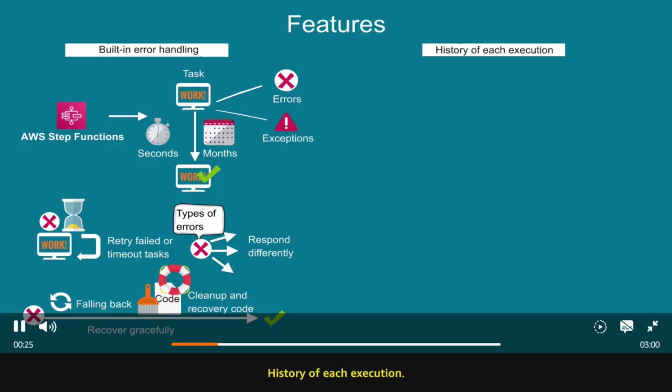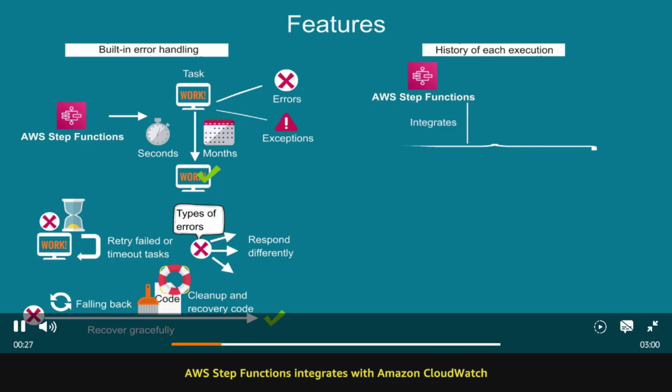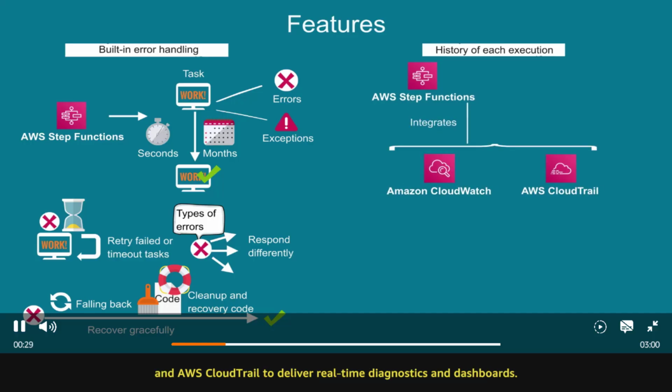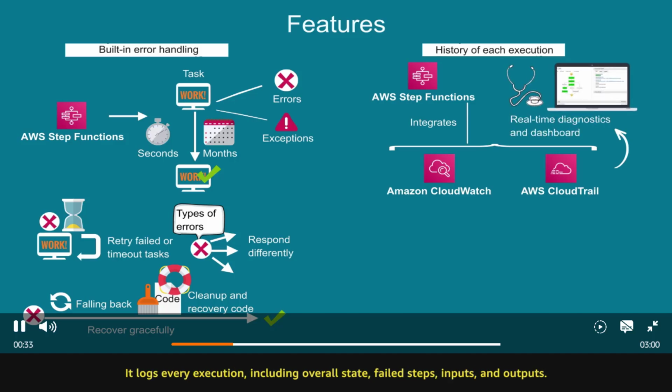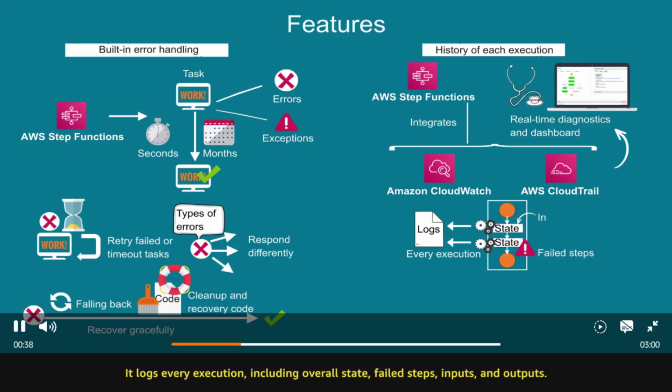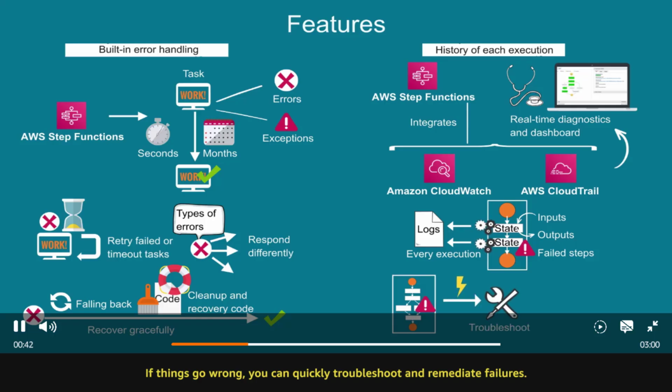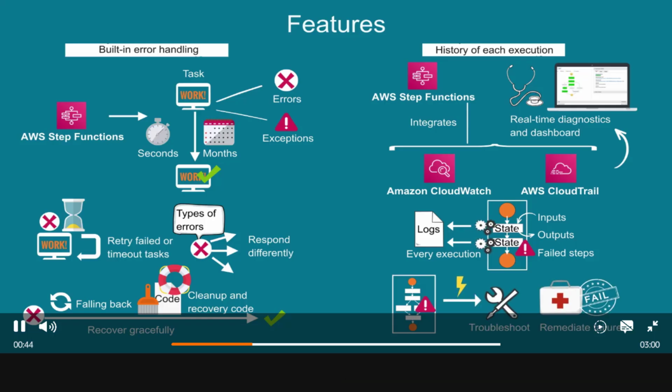History of each execution. AWS Step Functions integrates with Amazon CloudWatch and AWS CloudTrail to deliver real-time diagnostics and dashboards. It logs every execution including overall state, failed steps, inputs, and outputs. If things go wrong, you can quickly troubleshoot and remediate failures.